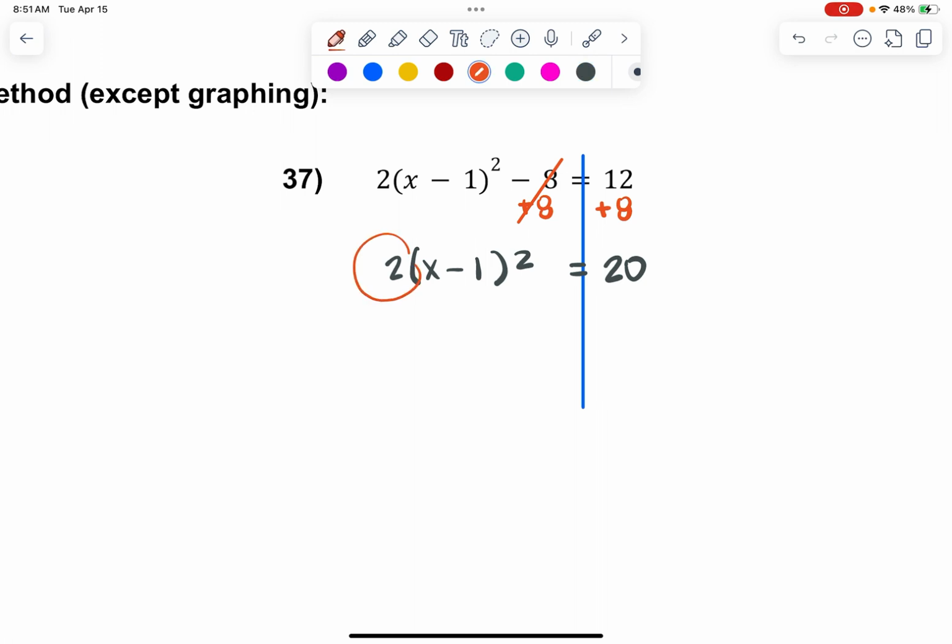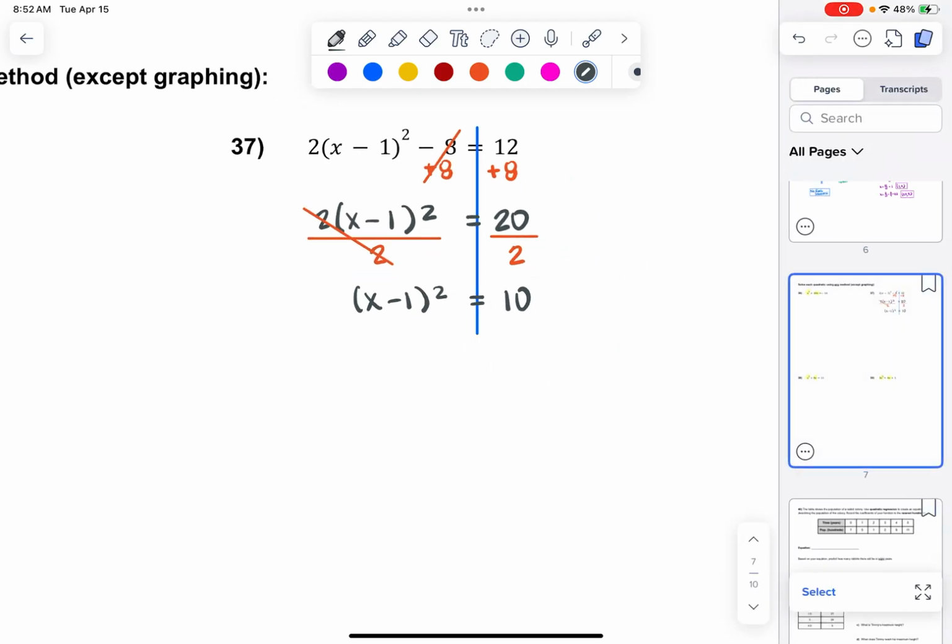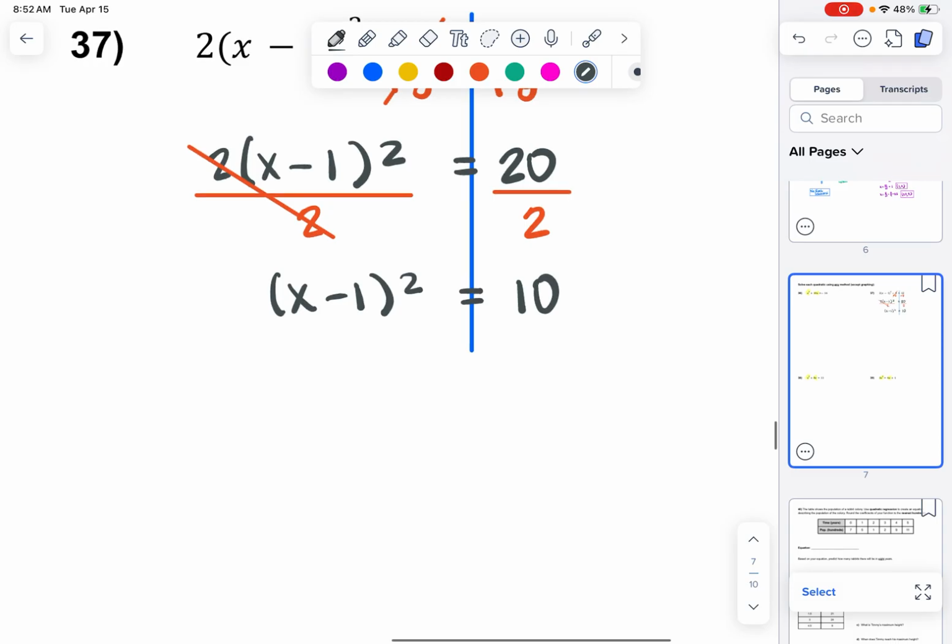Now we got to get rid of this 2 multiplier, right? We're working our way towards those parentheses. So we're going to divide by 2. So those cancel. So we're left with x minus 1 squared equals 10. Now we have to, in order to get to the x, right, we have to get rid of that square, right? So this is where we're going to square root.